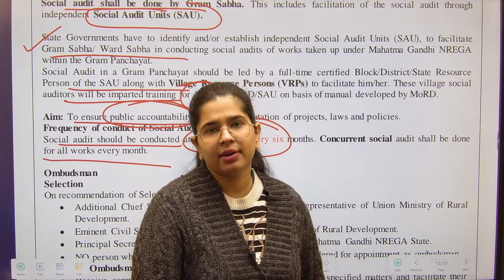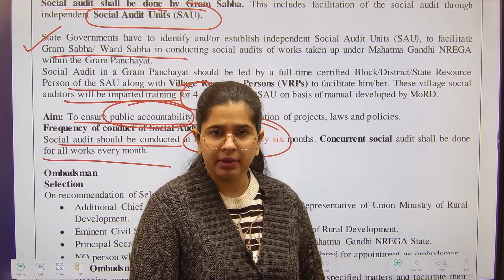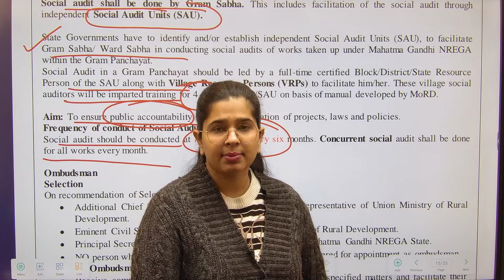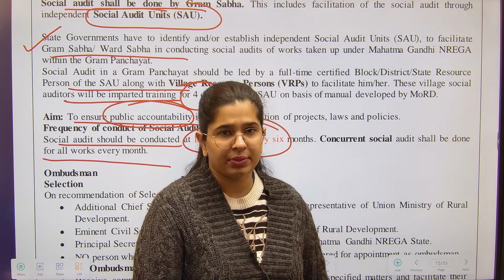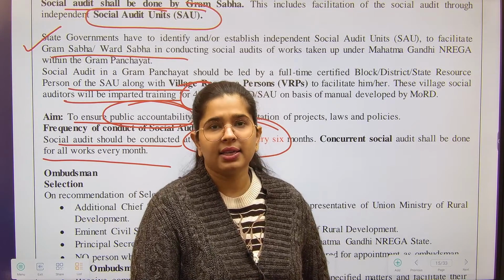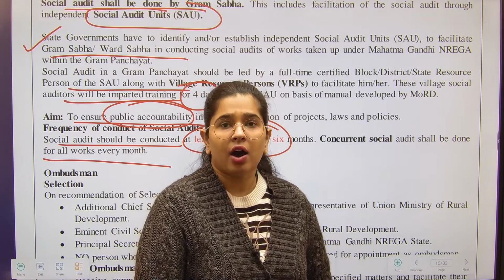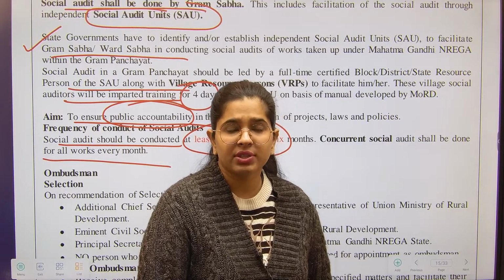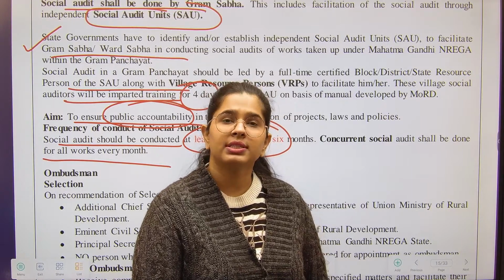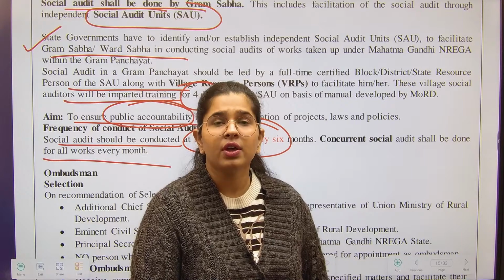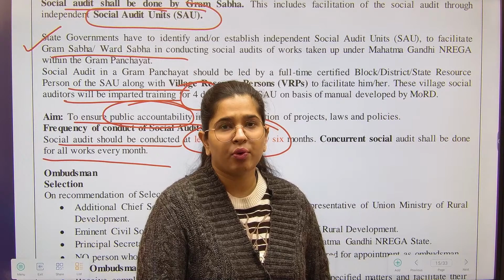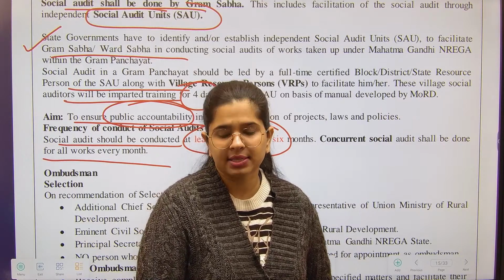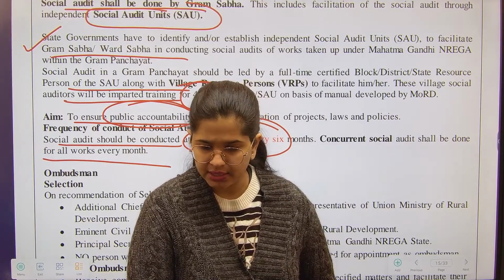Because the point here is that Gram Sabha members, ultimately, are the citizens or residents of that particular village. They might be lacking in some kinds of training. Also, they might be lacking somewhere in independence. So the state government takes the initiative so that an unbiased outlook can be provided to the Gram Sabha, and this is how social auditing happens, right?